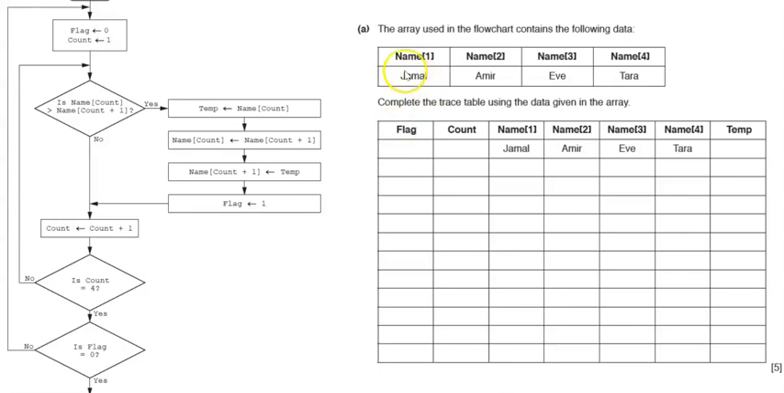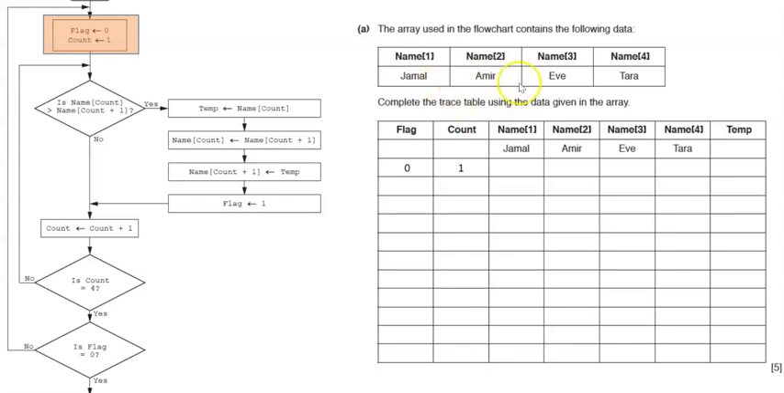So at the top here we have got a one-dimensional array with some names in here, and we have placed these names into row one of our table. So Jamal, Amir, Eve, and Tara are in row one. And then also at the beginning of our algorithm, we've got this process box with flag set to zero and count set to one. So these are going to need to be put into row number two of our table, as we have already put our names into row number one, which are coming from our one-dimensional array.